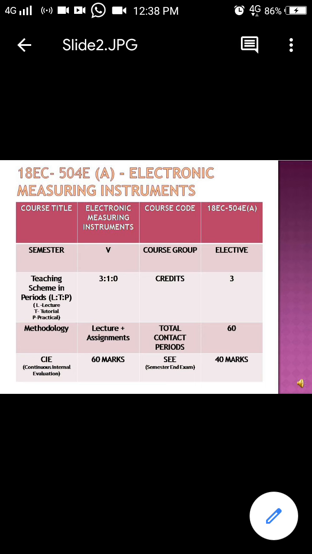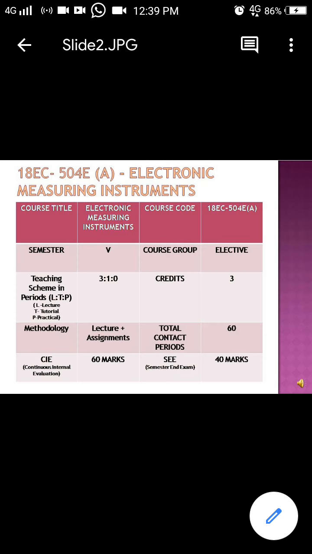The total subject is divided into 100 marks, and that 100 marks is divided into 60 marks and 40 marks. 60 marks are for CIE. CIE is nothing but continuous internal evaluation, and 40 marks for the semester end exam. This is the total course structure. Now move on to the next slide.